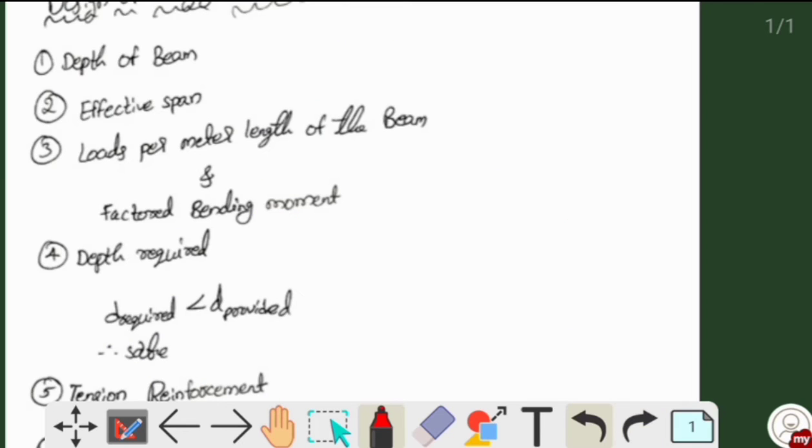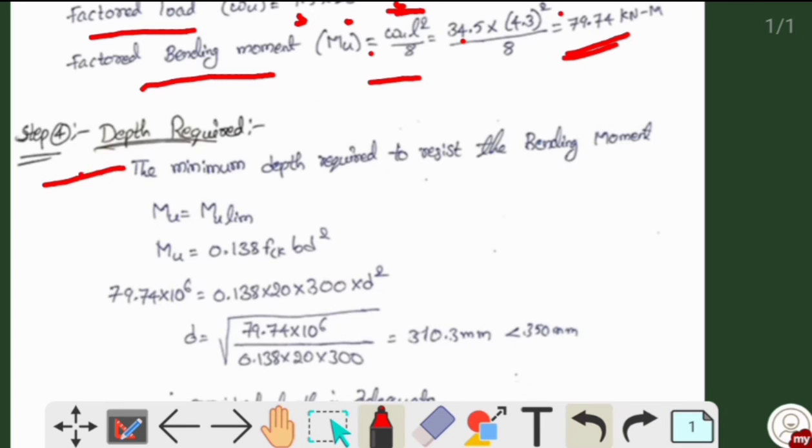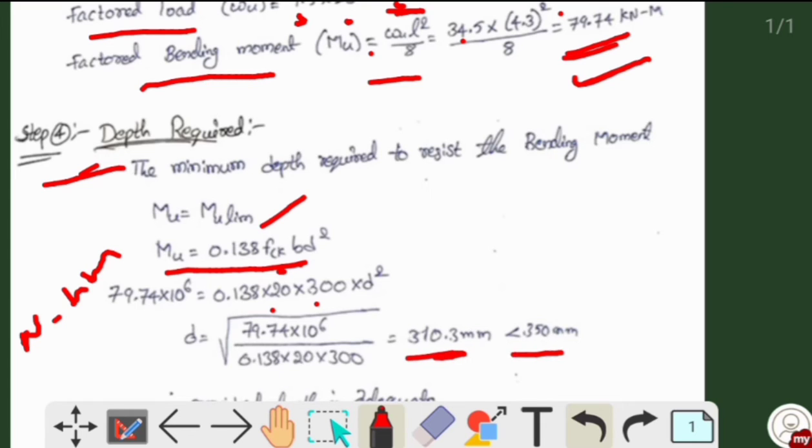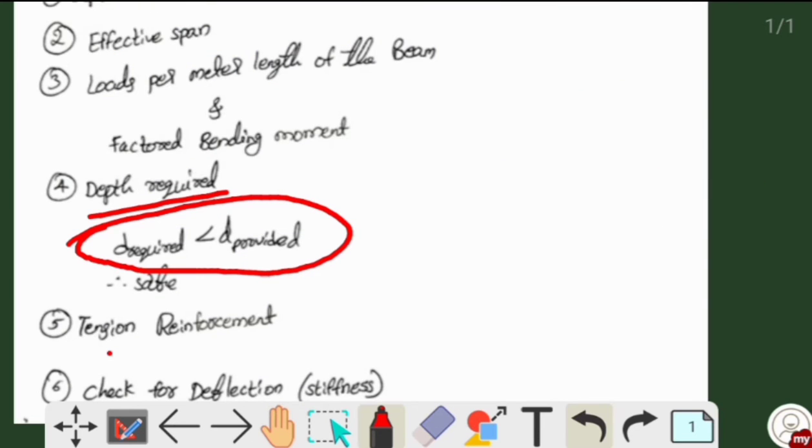To resist the bending moment, Mu equal to Mu limit. Mu limit for Fe415 grade steel is 0.138 fck b d square. We know that moment equal to 79.74 kilonewton meter. We convert to Newton mm by multiplying by 10 to the power of 6, equal to 0.138 into fck 20 and the width of the beam 300 into d square. By solving this we get the effective depth equal to 310.3 mm, which is less than the provided depth adopted in step 1.